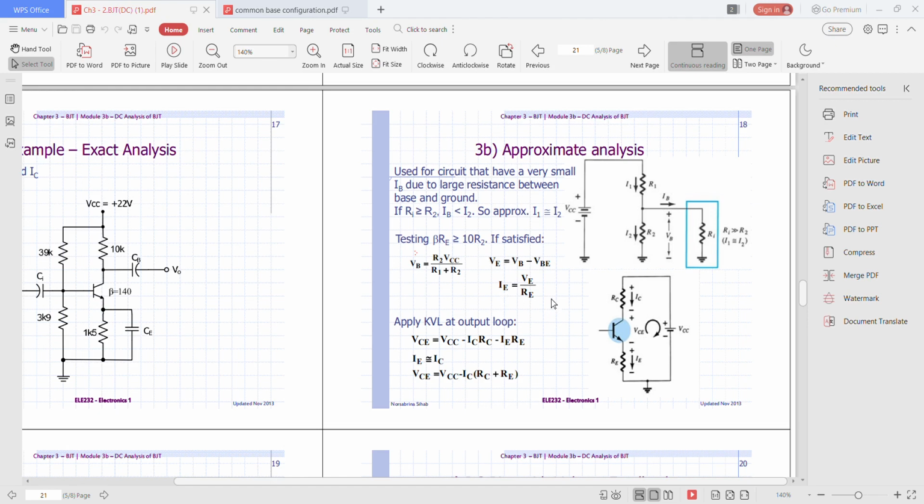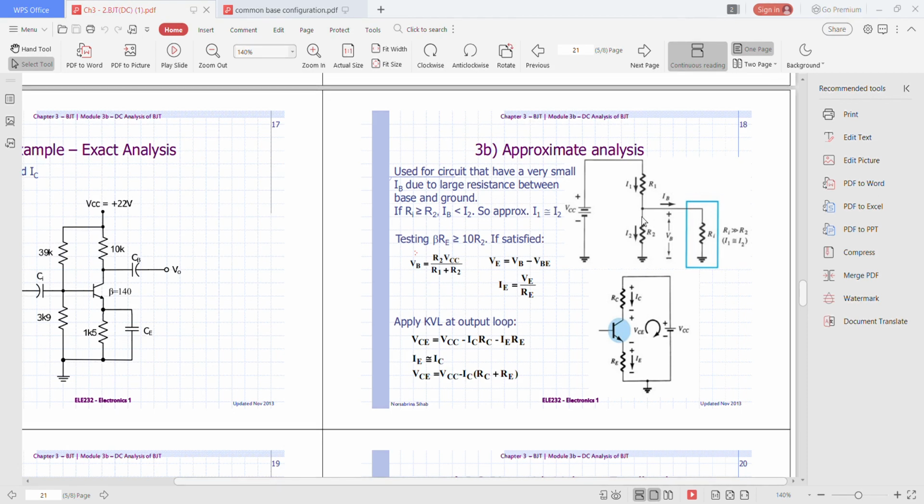So in the approximate analysis, this is the circuit. From the voltage divider circuit, it will become like this. As you can see, this point here is VB. The equation VB equals R2 multiplied by VCC over R1 plus R2 comes from the voltage divider rule, that is the voltage across R2.